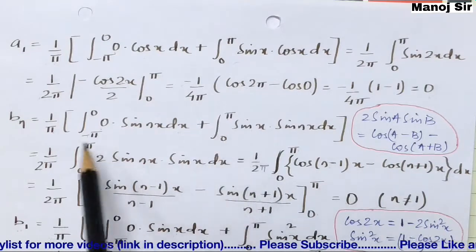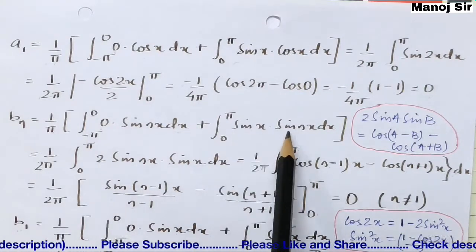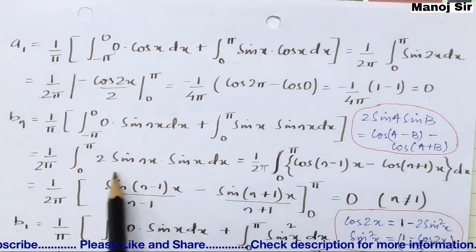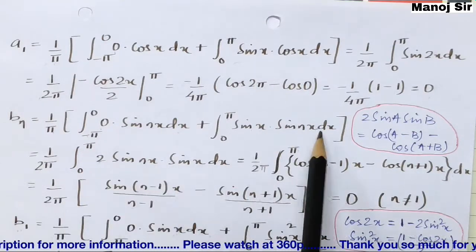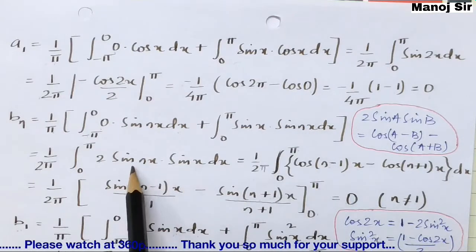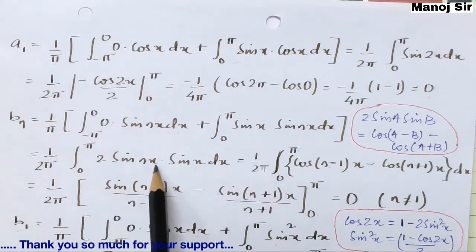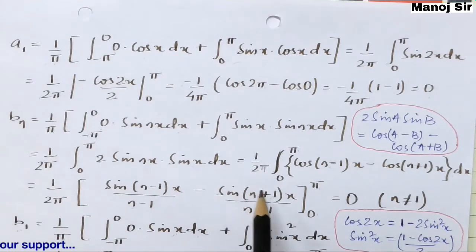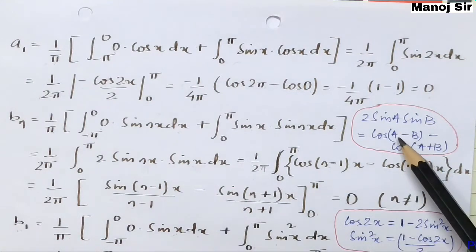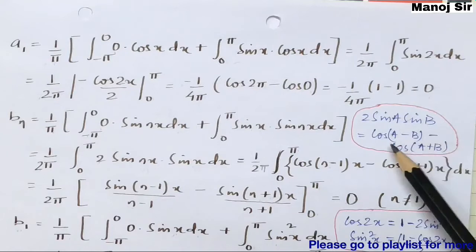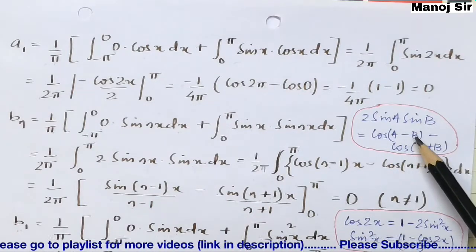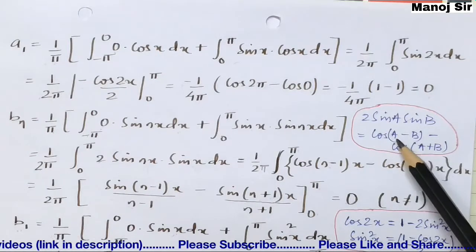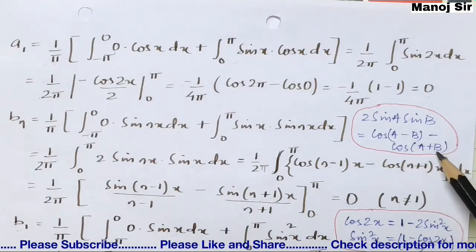Again we will multiply by 2 and divide by 2, so that this becomes 2 into sin nx into sin x. Yes, 1 upon 2 pi integration 0 to pi, 2 into sin nx into sin x dx. Here we are going to use this formula, that is 2 sin a sin b equals cos(a minus b) minus cos(a plus b). Very important formula.